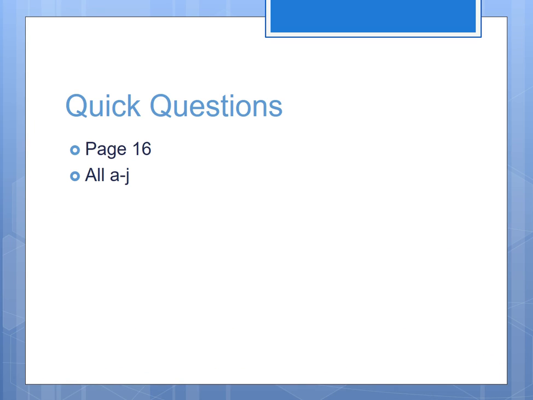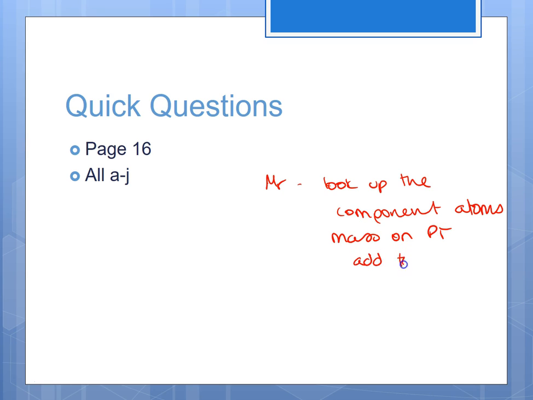This gives you the ability to do questions from page 16 all the way up until A to J. It should be pretty straightforward. Remembering that when we want to find out the molar mass of something, we look up the component atoms' mass on the periodic table, and then add them together. Of course, remembering the unit.